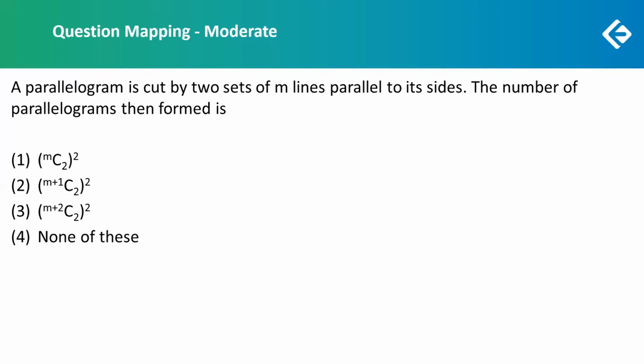And how do we form a parallelogram? Out of the total vertical lines, we choose 2 vertical lines. So that we can do in (M plus 2) C 2 ways. Total number of horizontal lines, choose 2 of them. So (M plus 2) C 2 again. So the final answer would have been (M plus 2) C 2 whole square.